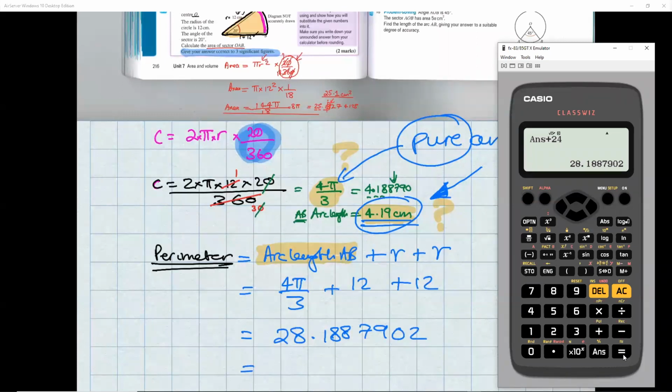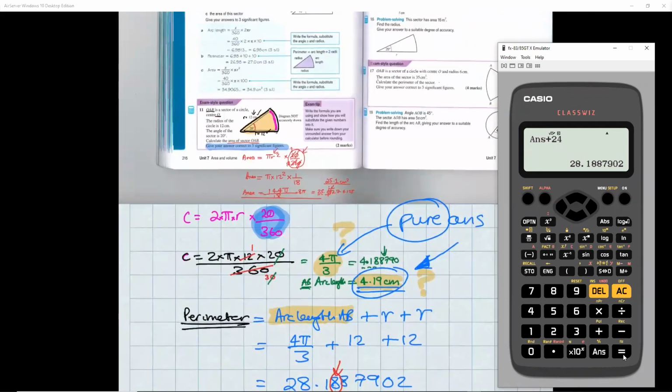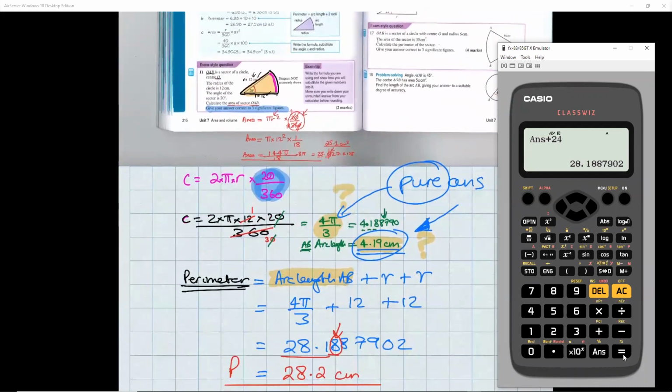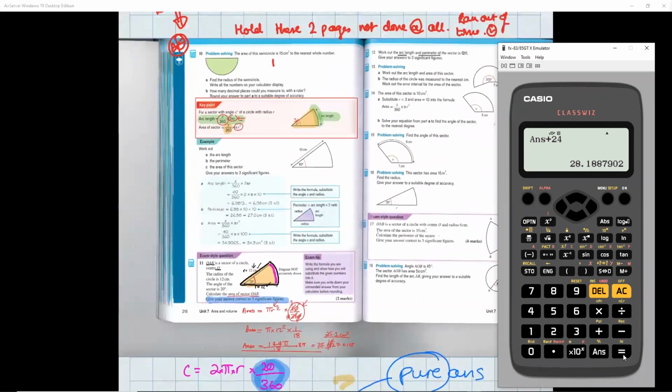So, can you round that off to 3 significant figures for me, please? 28.2. Fantastic. You're going to stop here and look at that one. 28.2 what? What's the unit? Centimeters. Absolutely, yes, because perimeter is a length. Length is measured in centimeters, meters, whatever the unit is. So the area of the first one was centimeters squared. Done. That's an exam question done fully: we worked out the arc length, the area, and the perimeter. Okay, fantastic.